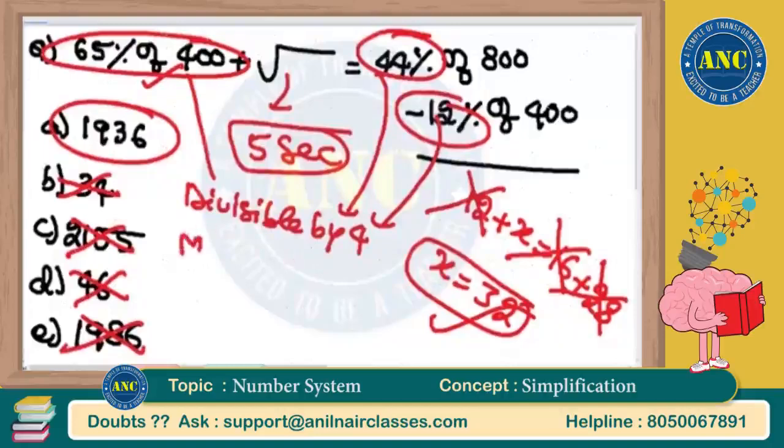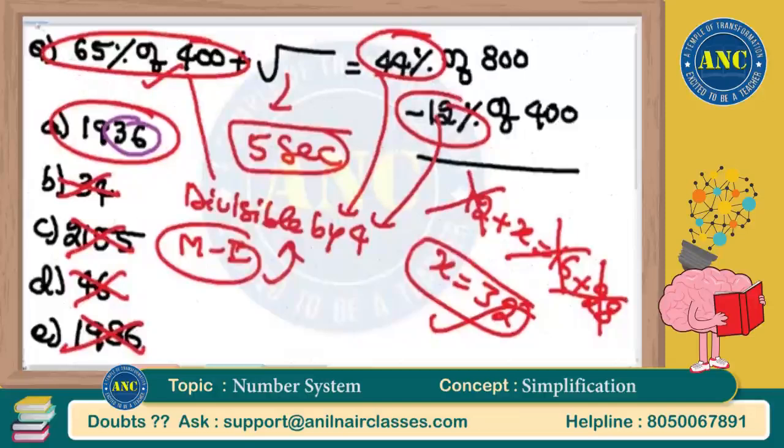This is method 1. Method 1: divisibility rule of 4. I hope it is clear, right? 65 percentage of 400, 400 is divisible by 4. 44 is divisible by 4. 12 is divisible by 4. The under root should be divisible by 4. The divisibility rule of 4 is that the last two digits should be divisible by 4. Only then it is divisible. This is one way.